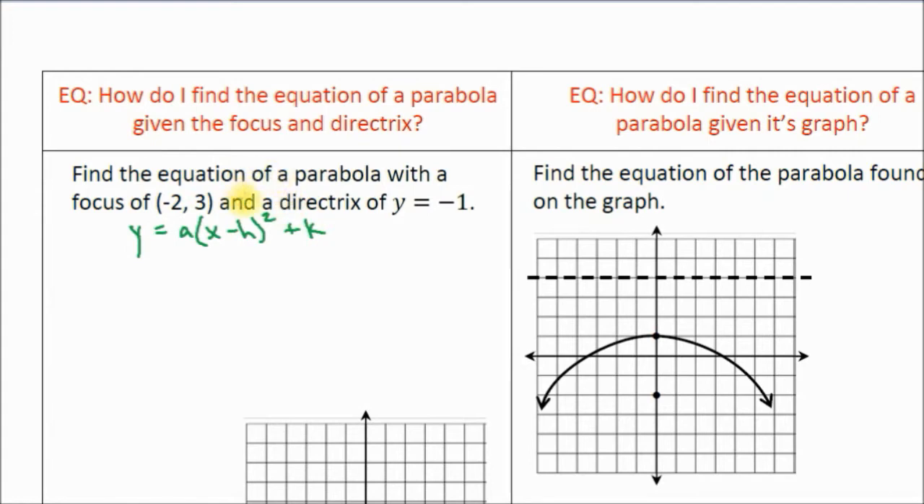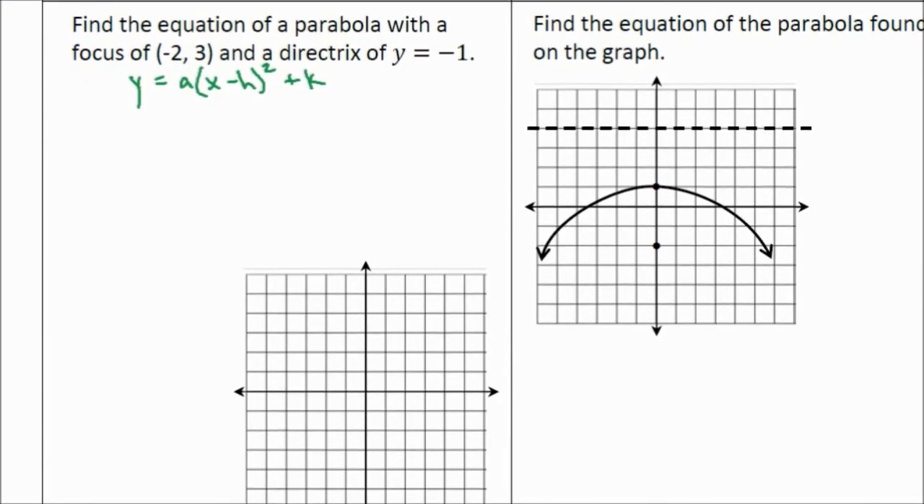So to build our equation, we're going to have to find h, find k, and find the value of a. Well, I can already see that we don't know what the vertex is and we don't know what the a value is. We're going to figure that out. So let's graph what they've given us. The focus is at (-2, 3). So we've got -2, +3, and this point right here, let's go ahead and label that as our focus.